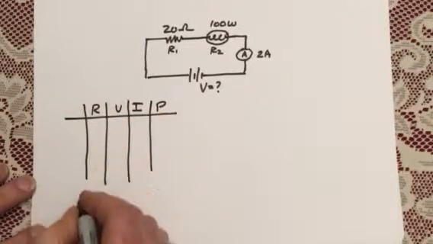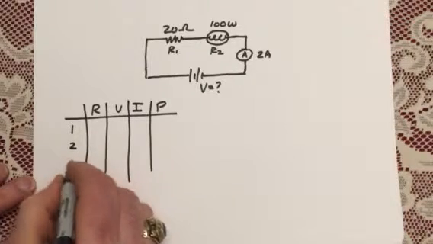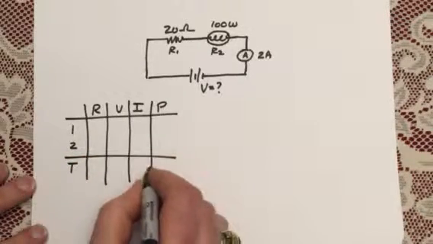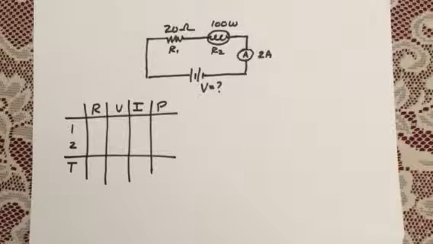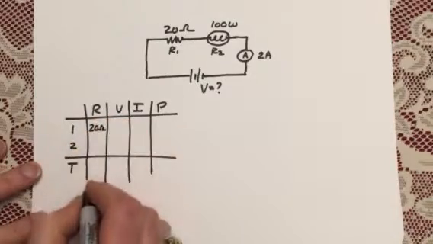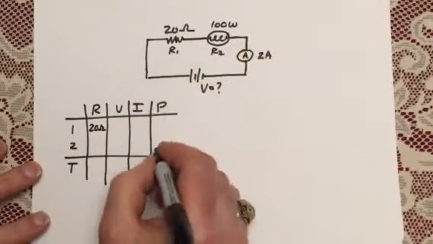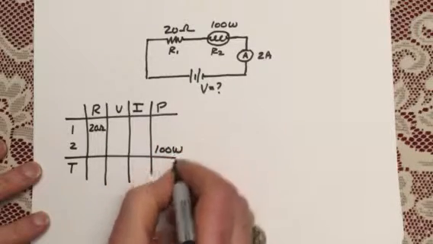There we go. Now we've got two resistors, 1 and 2. I'm going to put a further column down there for total. And we're all set. Let's put in everything we know already. Resistor 1 is 20 ohms. I know nothing about the light bulb, which we're calling resistor 2, except it's got a power of 100 watts.